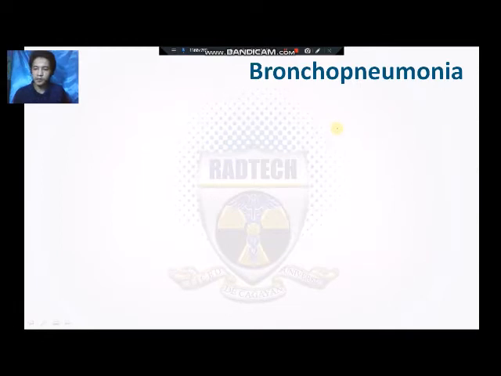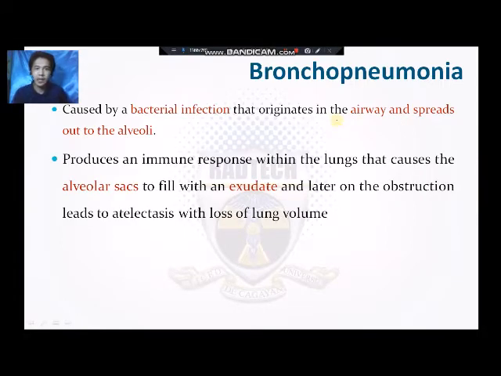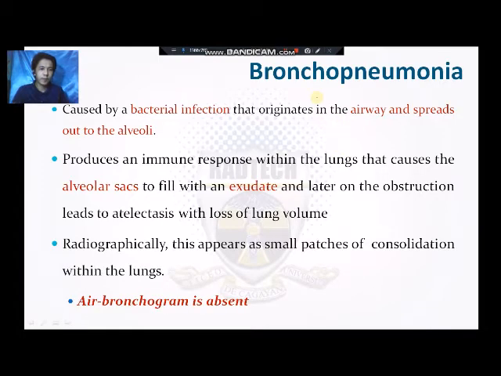Okay, next we have bronchopneumonia. Okay, bronchopneumonia is caused by bacterial infection that originates in the airway and spreads out into the alveoli. It produces an immune response within the lungs that causes the alveolar sacs to fill with an exudate, and later on the obstruction, it leads to atelectasis with loss of lung volume.